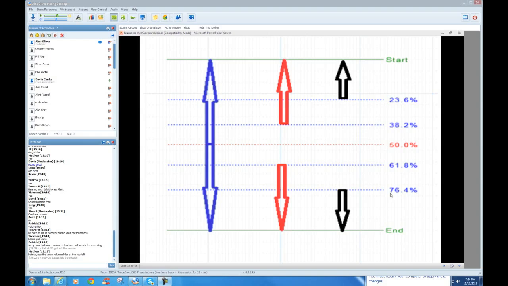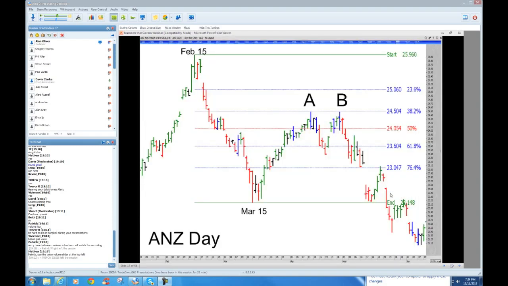Okay, let's now get into the good stuff. What we want to do now is to see how these things work in a market. Now you can see that what we're looking at here is the ANZ Bank. This is one of the top 4 banks in Australia. Anyone can trade this market, and what we have here is a graphic showing you a top was formed February 15, and the market pulled back until it made a low on March 15, and then the market turned around and started a rally.